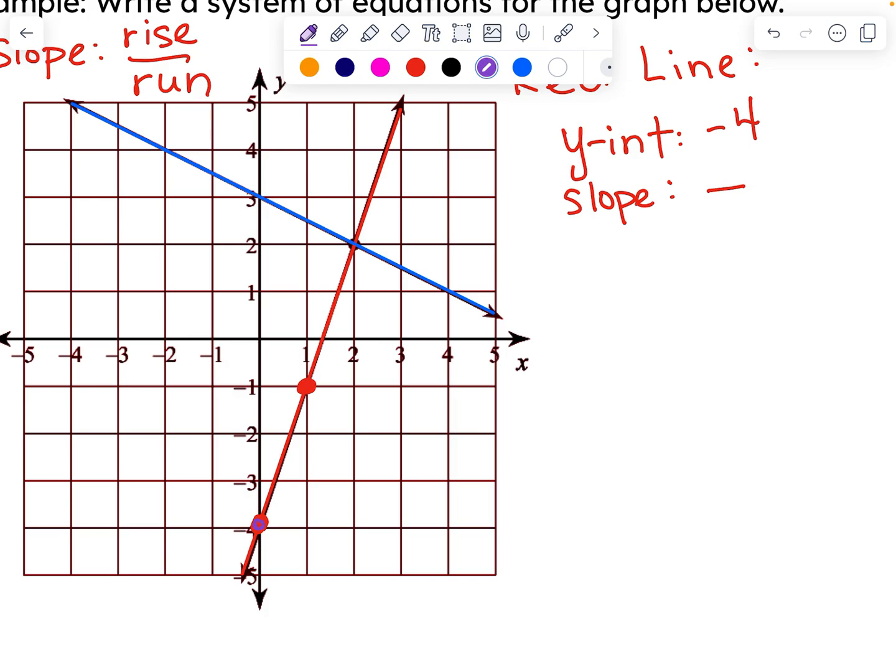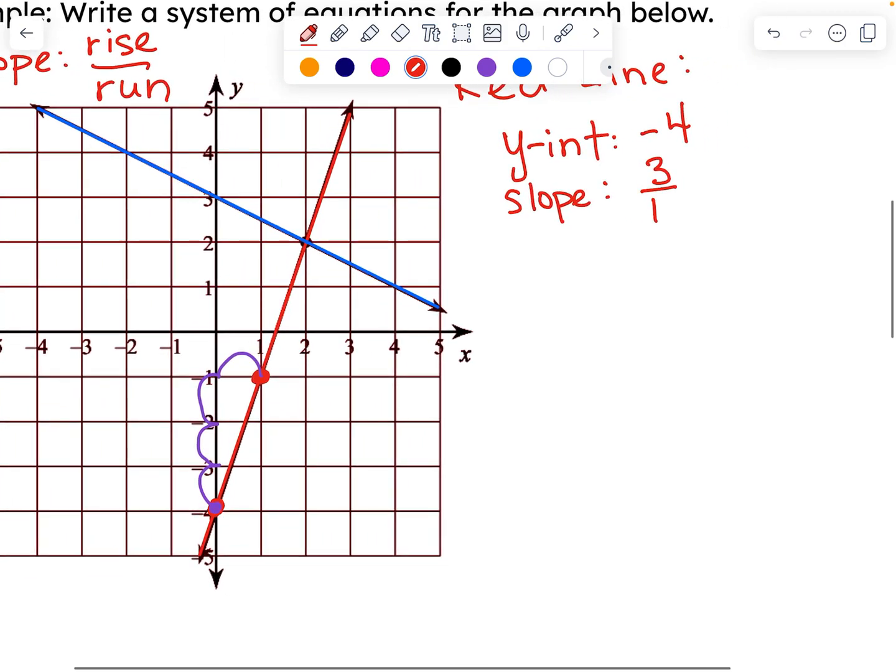Okay, so we're going to start here. We're going to jump count. How much up do we have to go to get to that next point? 1, 2, 3. We got a rise of 3. And then how far over do we have to go? Well, we're going positive 1. So we have a run of 1. And that gives us a slope of 3 over 1, which we'll simplify to just 3.